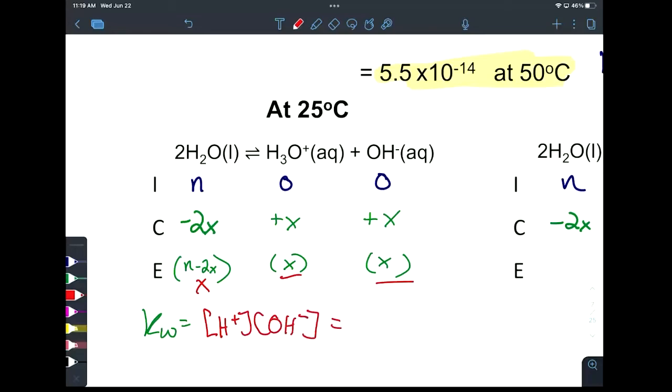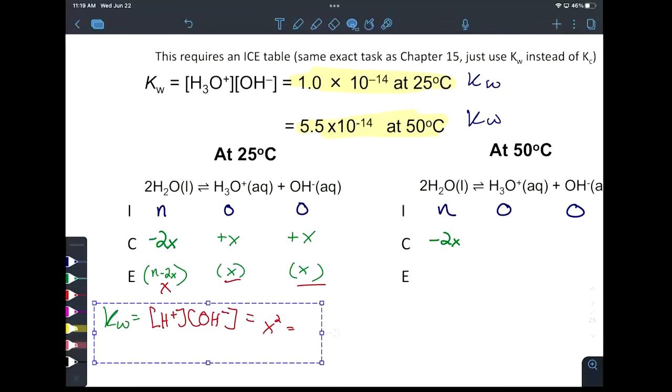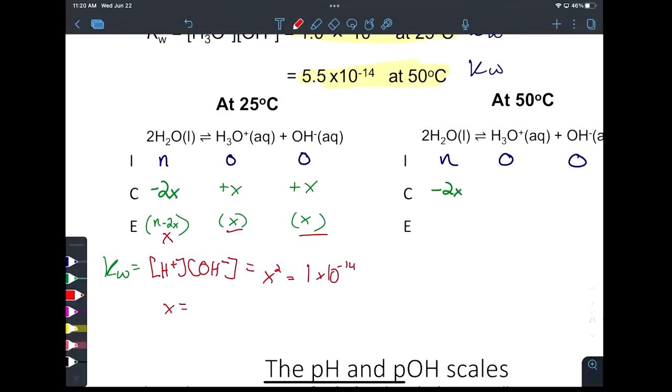And so we get that that is equal to X squared, equals that KW value for this temperature. So 1 times 10 to the negative 14. And so we get that X is equal to 1 times 10 to the negative 7 molarity. So that is the concentration of H plus and OH minus at equilibrium.